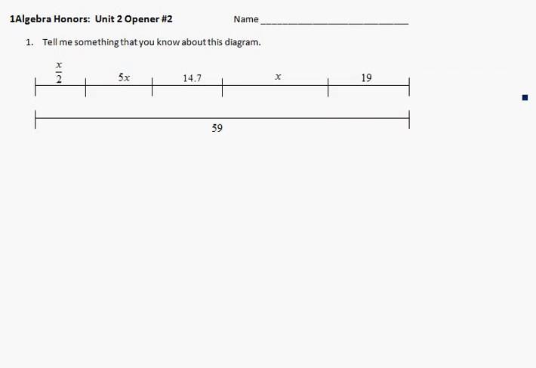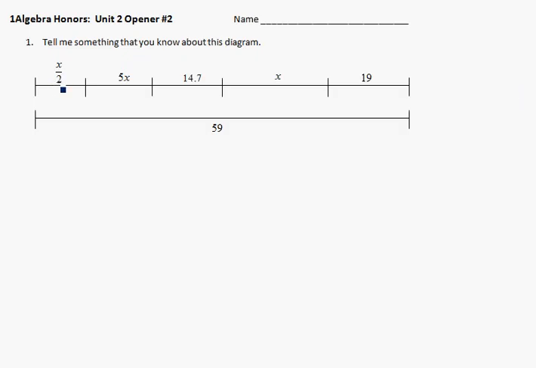In Unit 2, opener number 2, we have a big line segment that's broken up into smaller line segments. Let's think about each of those smaller line segments as a term. And when we add up all of those terms together, we get an expression, and that expression will represent the length of our big line segment.